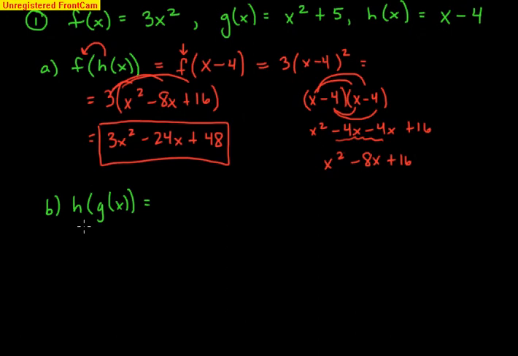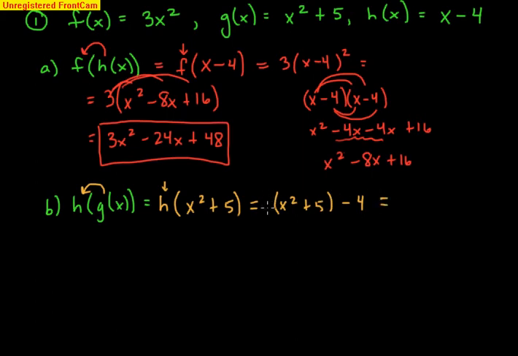Next one we'll take a look at is h of g of x. Again, it's always inside out. Replace g with what it is. So we're going to say h of, and g is x squared plus 5. Now h is the only function I have left, so I'm going to write down h. h is x minus 4. Notice I don't put the x. I leave a parenthesis space, and in that parenthesis goes your x squared plus 5.